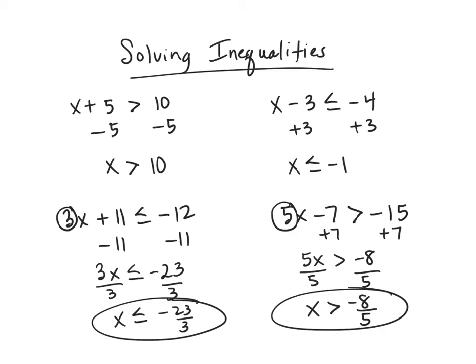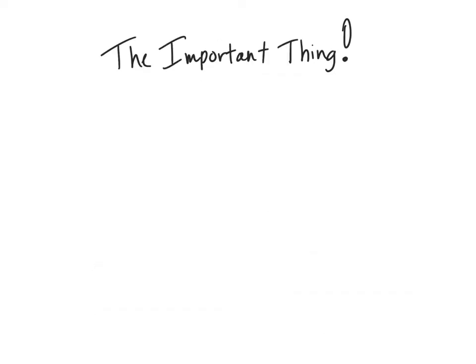Now there's a very important thing you have to remember here though. Everything we've done so far is just like equations, but there is one difference. Here is the one difference. The important thing, this is absolutely crucial. You get a problem when you divide or multiply by a negative number with inequalities.